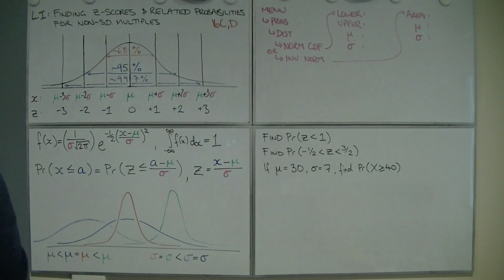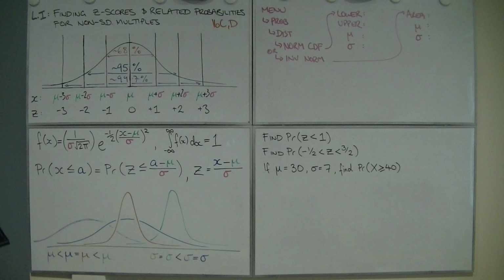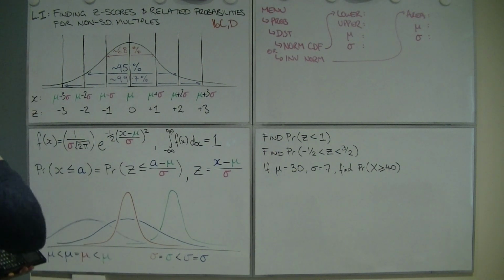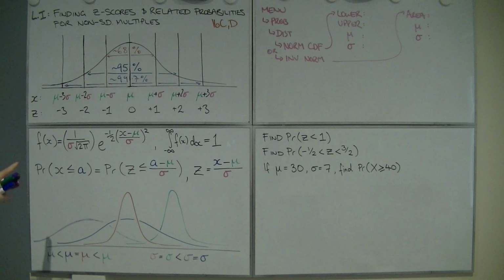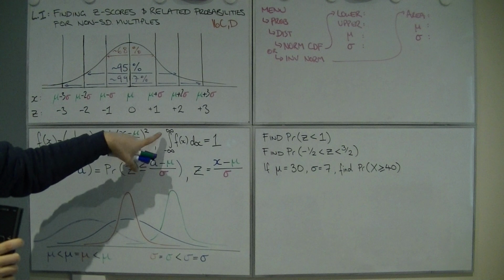Okay, finding z-scores and related probabilities for non-standard deviation multiples. So 16C and D here. I've left these two the same just so I can point back and forth. Okay, so what we've got to understand at this point is if you want to find what this area is, well, what you could do is switch your integral.